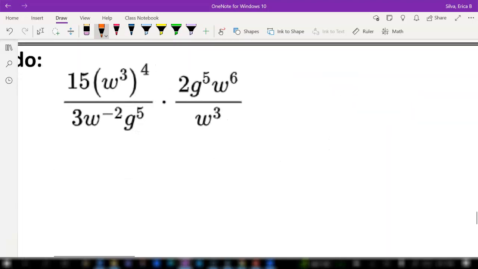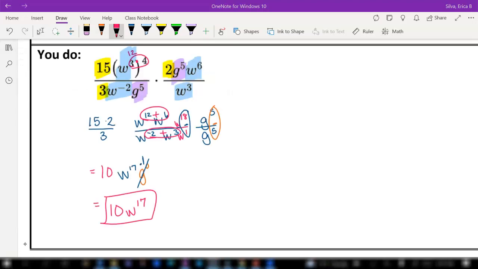Okay, go ahead and try this one. Push pause and then come back and see if you got the right answer. All right, here is the answer.